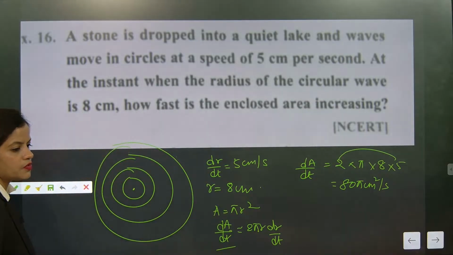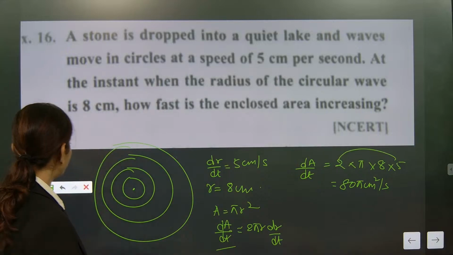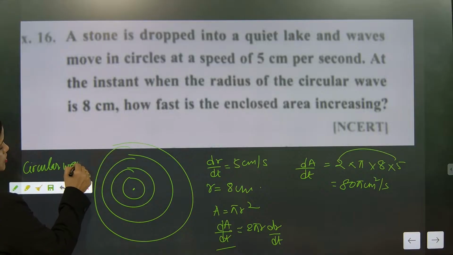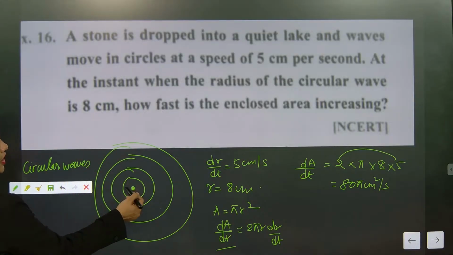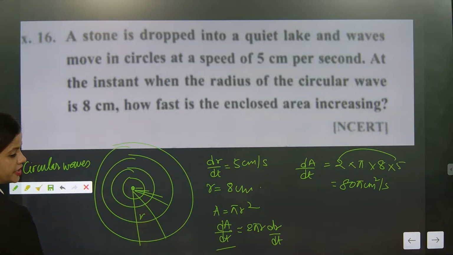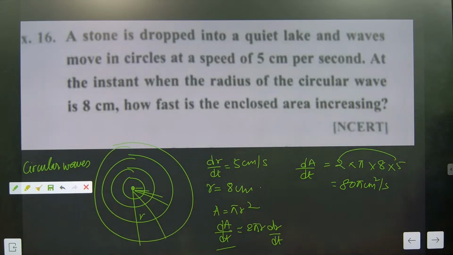I have solved the question directly, beta. This is exactly nothing but circular waves. These are circular waves generated. So when the stone is put in, what will happen? The waves will start increasing. Understood? So what is changing here is the radius. So the radius keeps on changing, and once the radius keeps changing, this part will come.